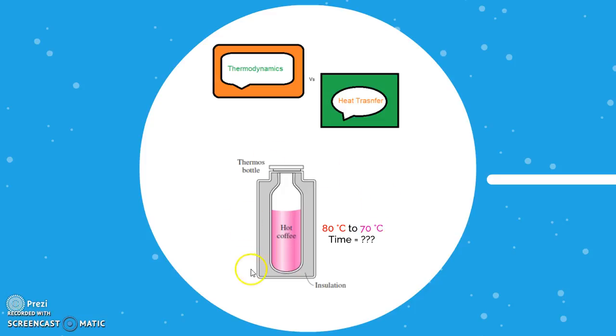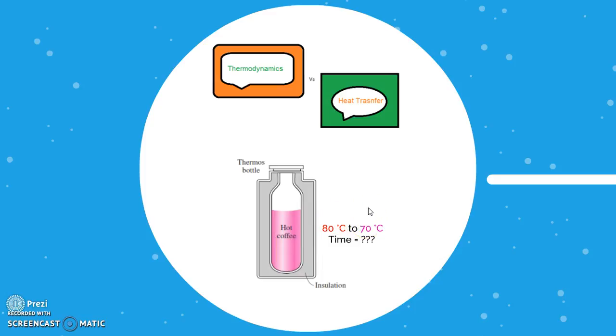So let us consider a thermos bottle in which hot coffee is stored, which has an initial temperature of 80 degrees Celsius, and over a period of time, let us say the coffee cools down from 80 degrees Celsius to 70 degrees Celsius. Now, when we make use of thermodynamic analysis, we can identify the amount of energy transferred from hot coffee to the surroundings when the coffee cools down from 80 degrees Celsius to 70 degrees Celsius. But the thermodynamic analysis can't tell us in what time duration there will be a decrease in temperature from 80 degrees Celsius to 70 degrees Celsius.